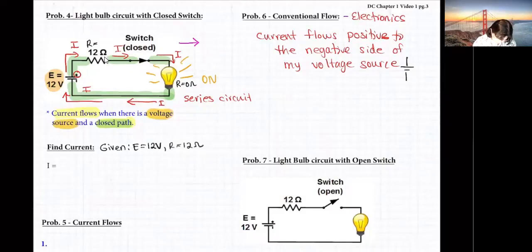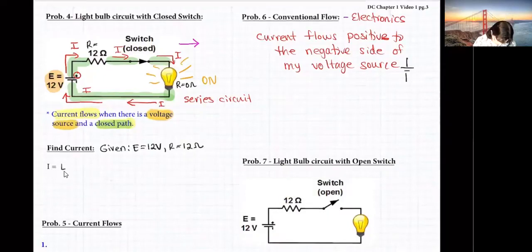So who can tell me what the Ohm's law formula is to find current? I equals V over R. Oh, sorry, E over R. Very nice. E is 12 volts and R is 12 ohms, so you get 1 amp. Therefore, the current flowing across this whole circuit, because it's a series circuit, is 1 amp. Does everybody see that?